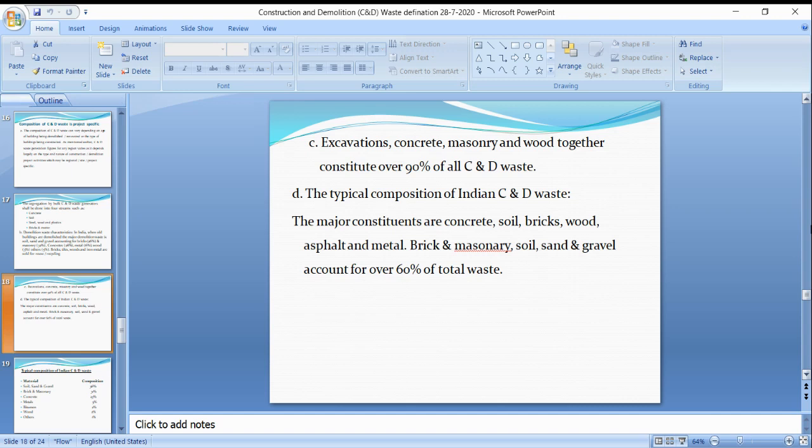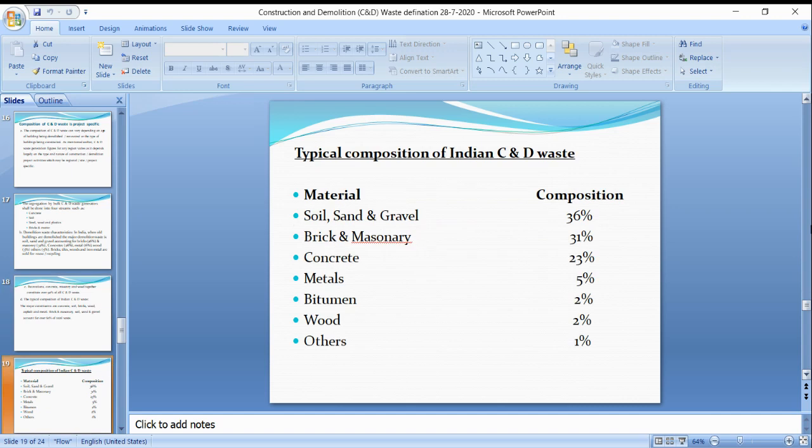So the typical composition of construction and demolition waste in India: the major constituents are concrete, soil, bricks, wood, and asphalt. Generally, the major compositions in India are soil, sand, and gravel. So over 60% of total solid waste is coming from these.